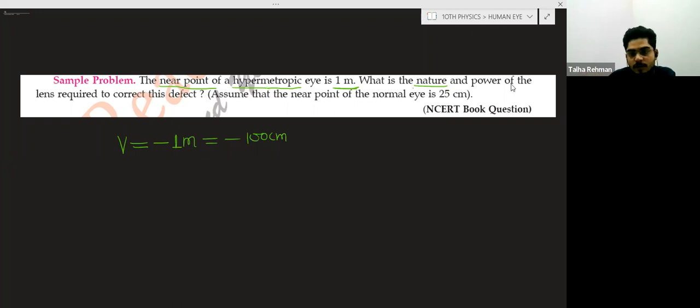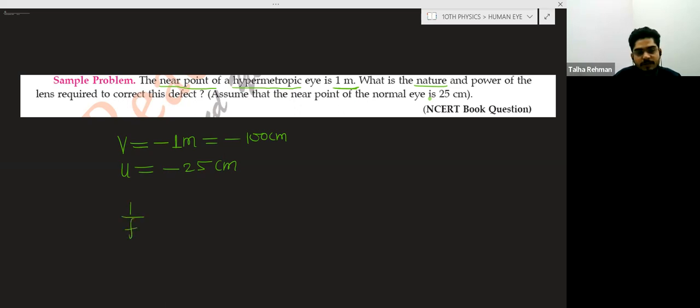Power of the lens required to correct this defect. Assume the near point of the normal eye. And what is U? Object distance we take as minus 25 centimeter. So from here we can find the focal length.